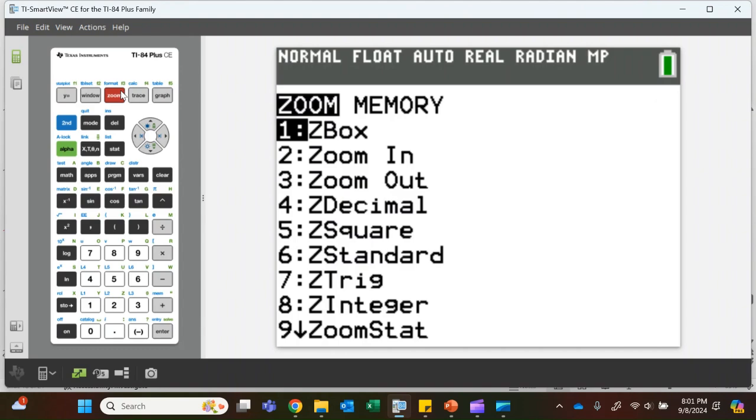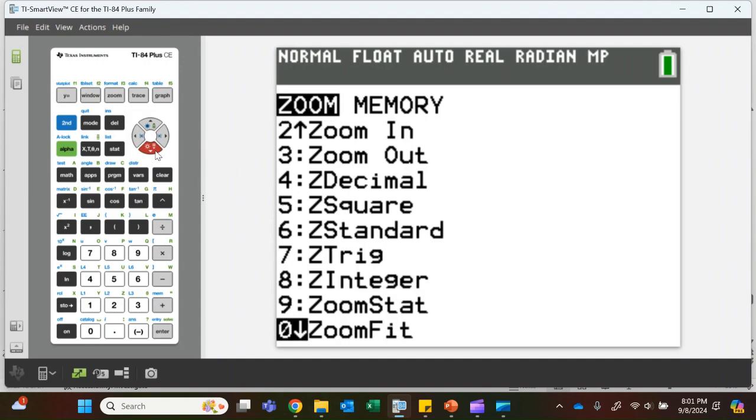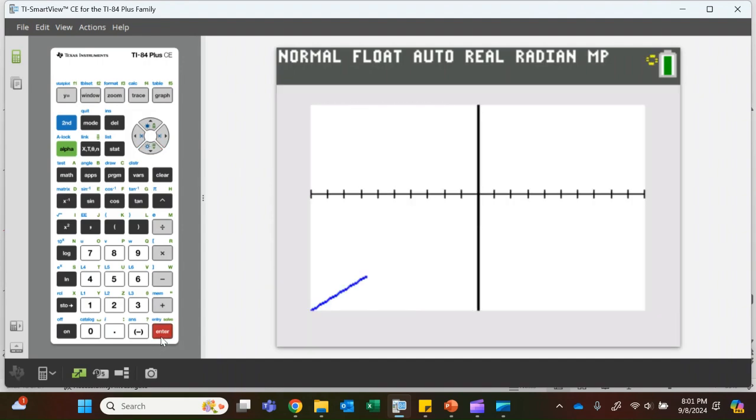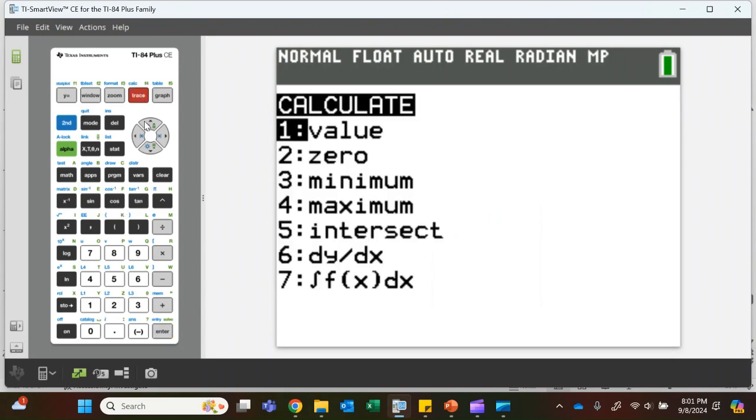What I suggest, especially if you can't see it on standard, is to just go ahead and do a zoom fit. If you scroll all the way down, you'll see zoom fit down here at 0. Okay, zoom fit shows both of the lines, and here it does it reasonably well. I can see where they intersect. That's the important part. So now I'm going to do second trace or second calc.